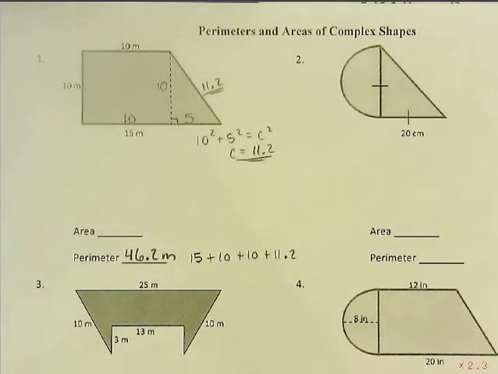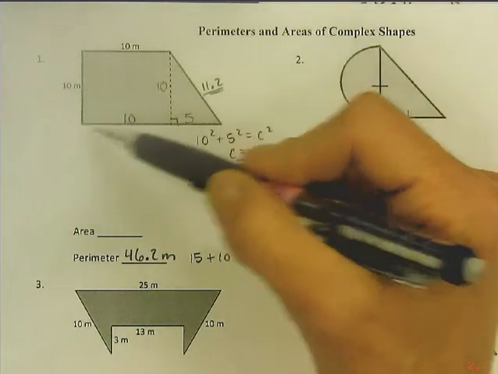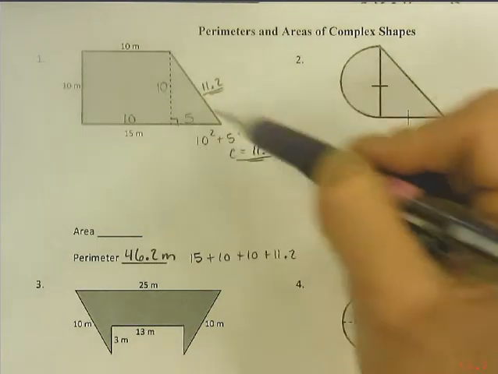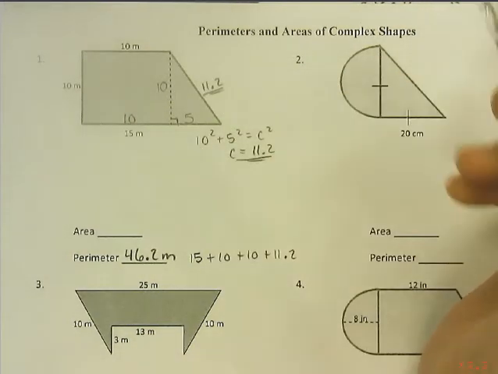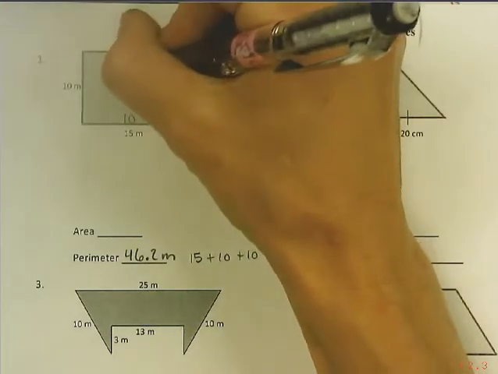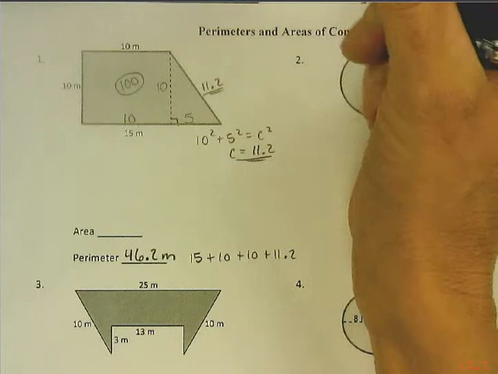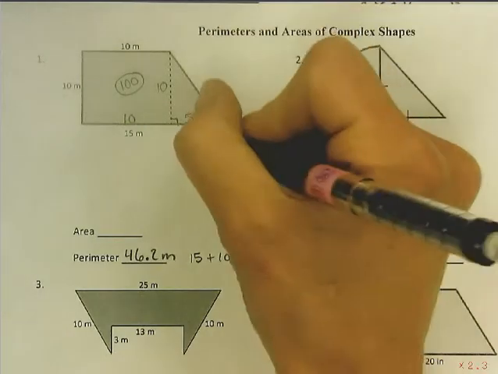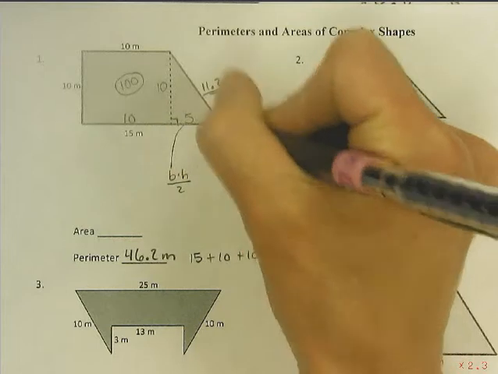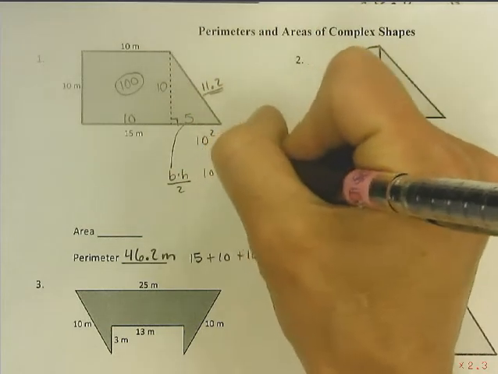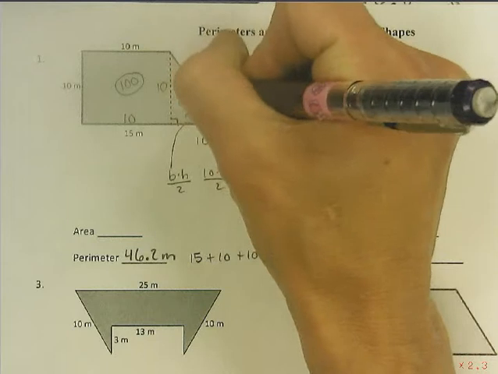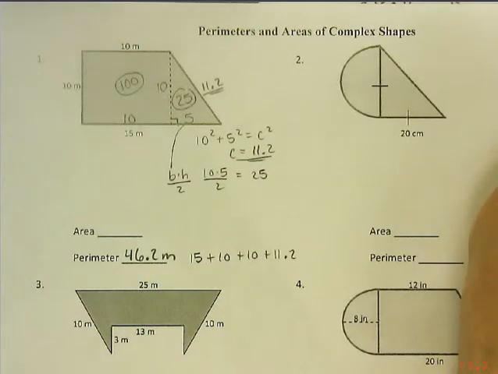Okay, so for the area, two different ways you could do it. You could add the area of the square and the area of the triangle together, or you could use your trapezoid formula. If you do the square, this portion here is going to be 10 by 10, which is 100. The area of the triangle, remember the area of a triangle formula is base times height divided by 2. So we're going to be taking 10 times 5 divided by 2, which is going to give you an area of 25 for that triangle.